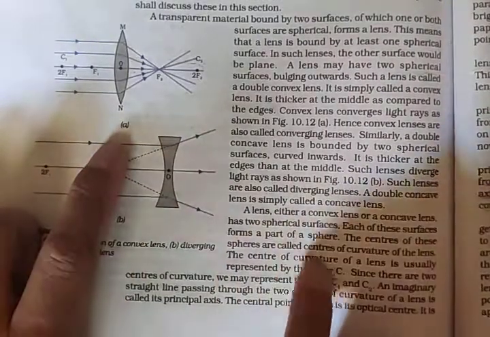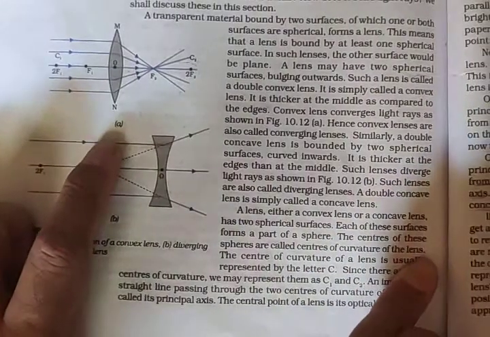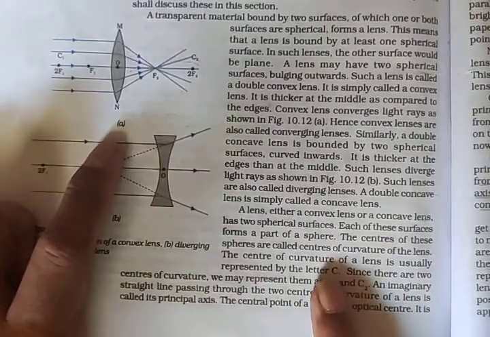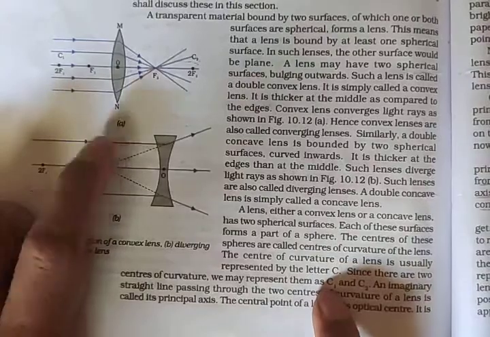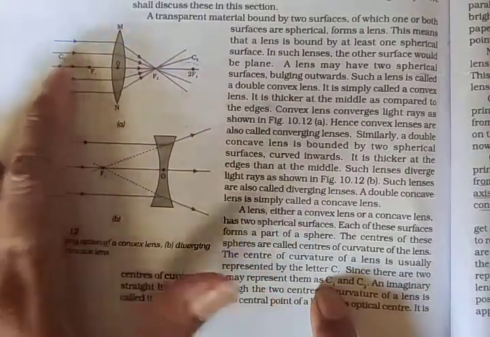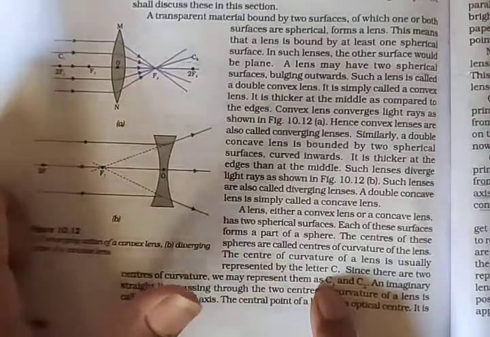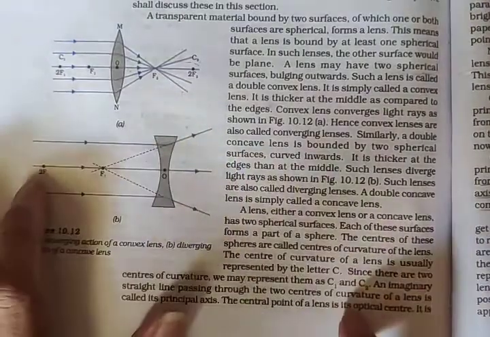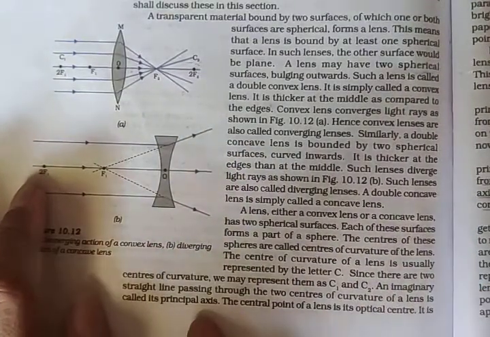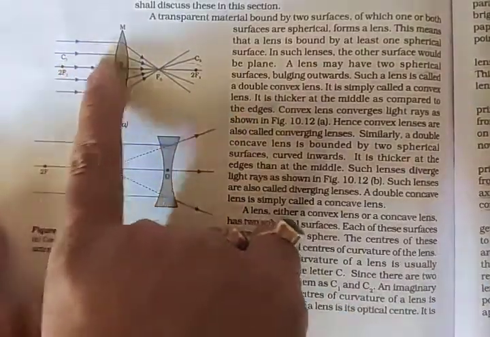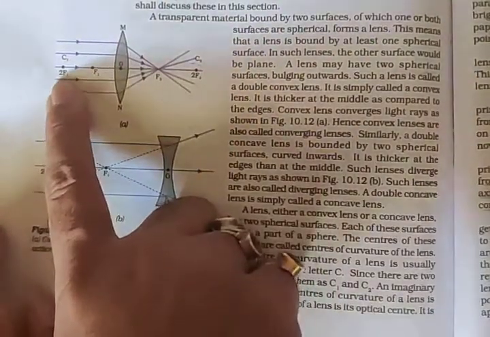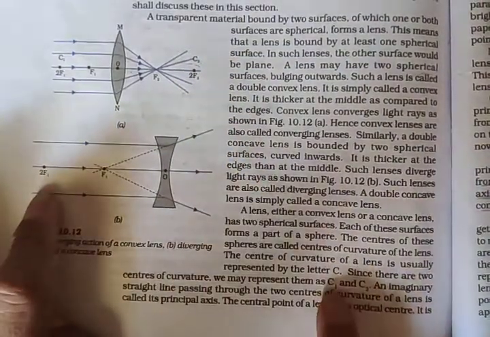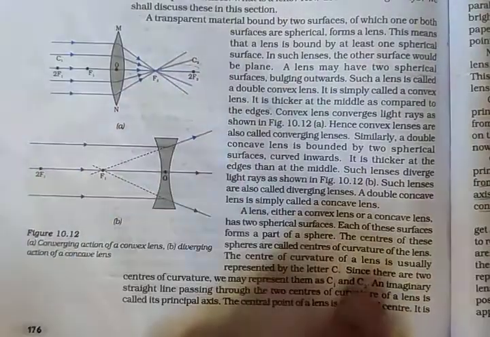The centers of these spheres are called the centers of curvature of the lens, usually written as C. Now here, instead of one C, we have two different spheres, maybe with different radii or maybe the same, so there may be a C1 and C2. On the principal axis, we will write 2F1 and 2F2. 2F1 is nothing but your C1, and 2F2 is equal to C2.